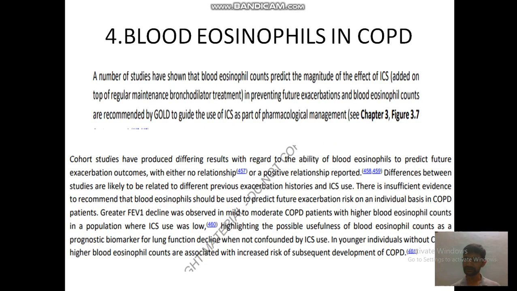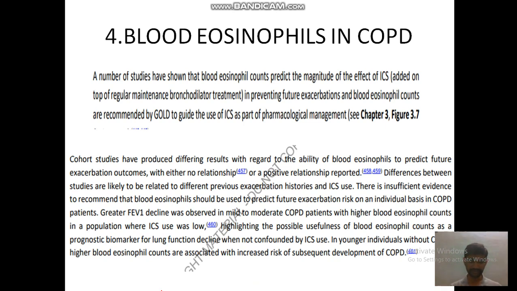Coming to the blood eosinophil level, as you all know, blood eosinophil acts as a surrogate marker to add inhaled corticosteroids in COPD. We have three levels. Less than 100, we don't add. Between 100 to 300, we add it when the patient has two or more moderate exacerbations. And if the patient has more than 300, we add it regardless of exacerbations.